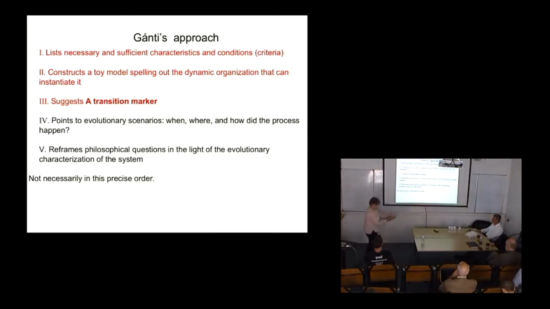In a biological chemical system, we're not talking about robots. We're talking about messy biology. And then you can point to evolutionary scenarios, you can reframe philosophical questions, and so on and so forth. Now, we're not going in this precise order, but we're going to follow this kind of orientation.